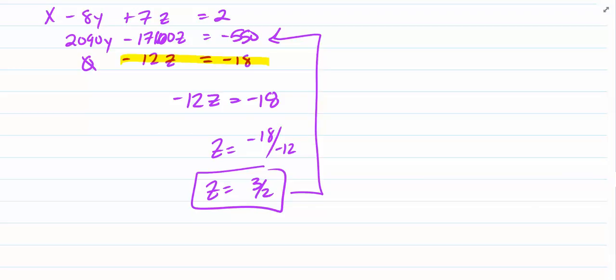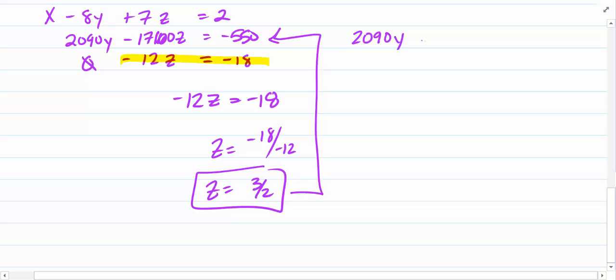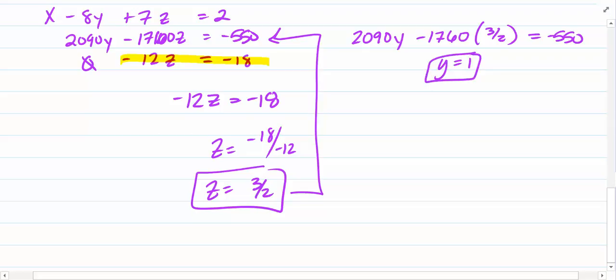So now that we know that z is 3/2, we can substitute back and say this: 2090y minus 1760 times 3/2 has to equal negative 550. Go ahead and solve for y for me. So I had some algebra done, and we had 5 people in the room verify that y has to now be a 1. All right, good.